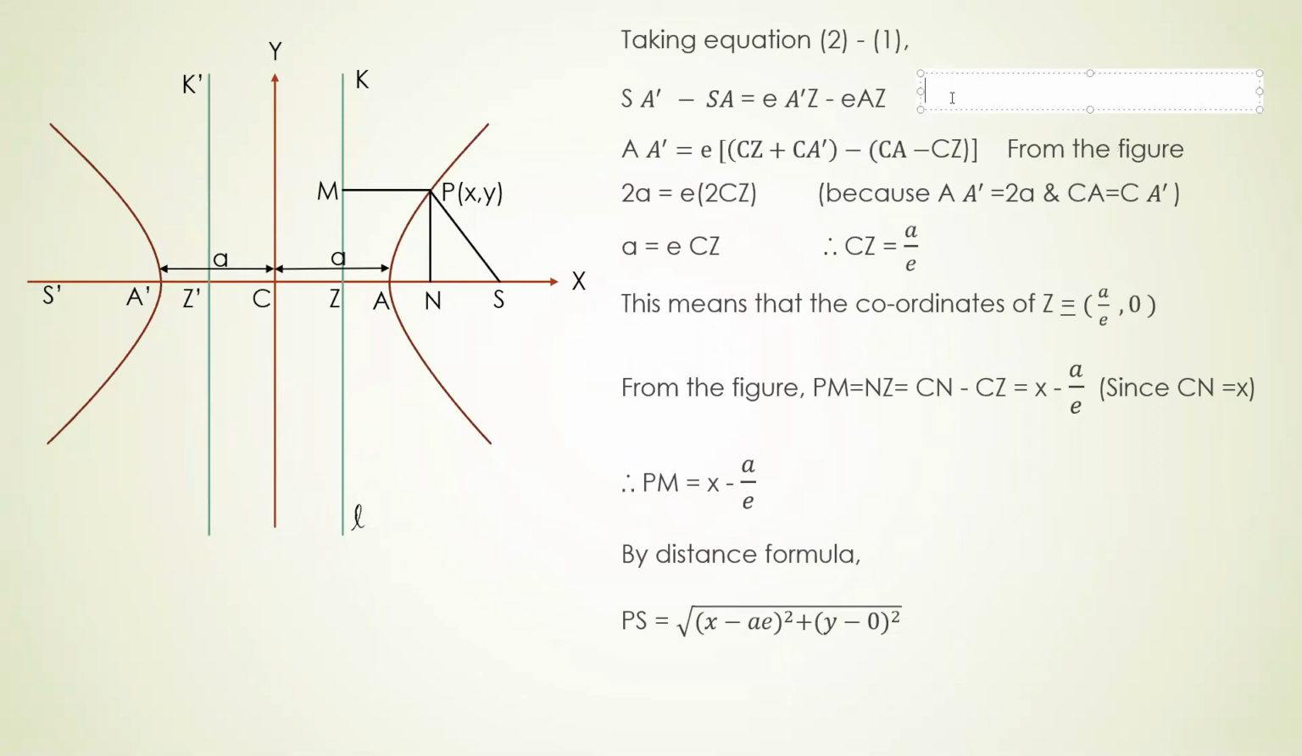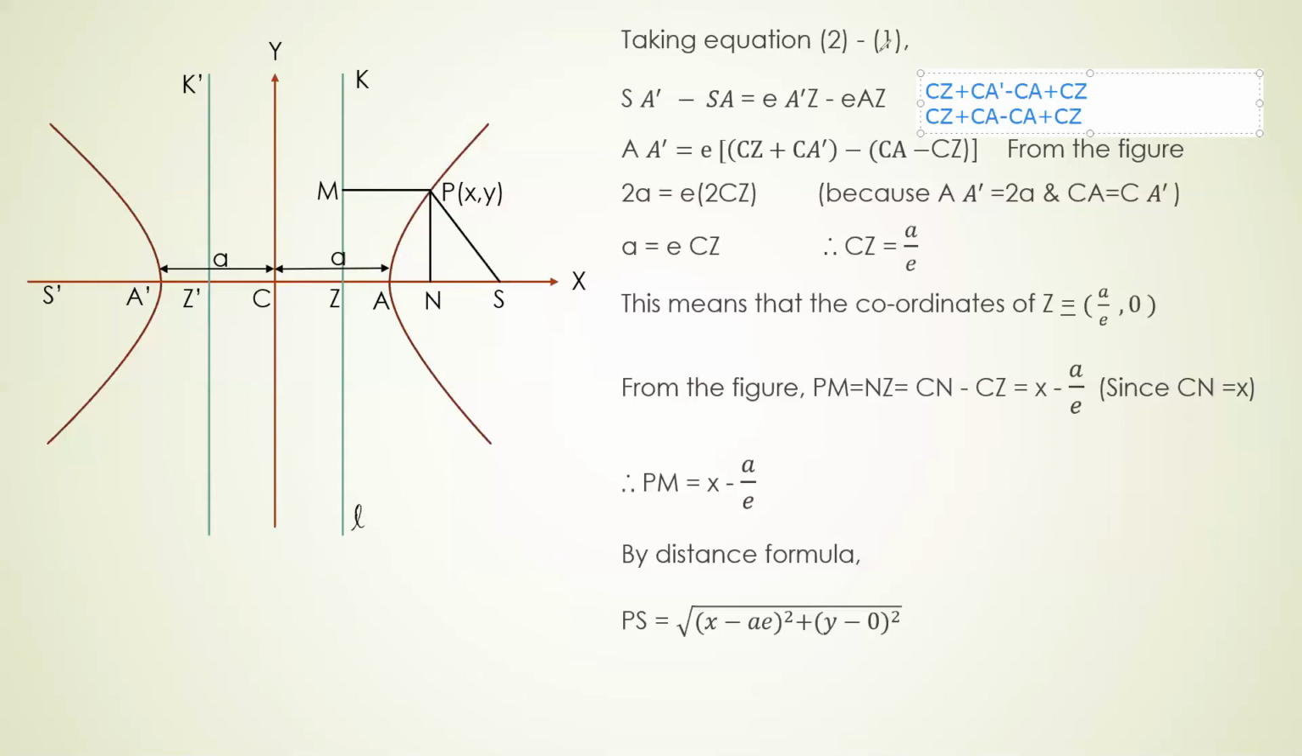That is CZ plus CA dash, minus. We are going to take this minus in the bracket, so it will be minus CA plus CZ. Now as we know that CA and CA dash both values are equal, so CA dash we can write it as CA minus CA plus CZ.